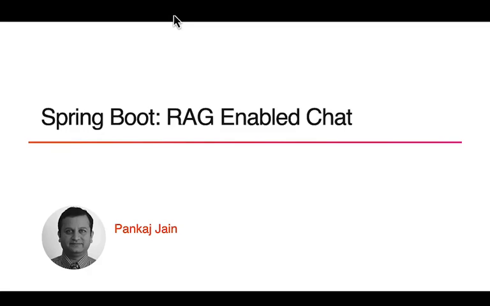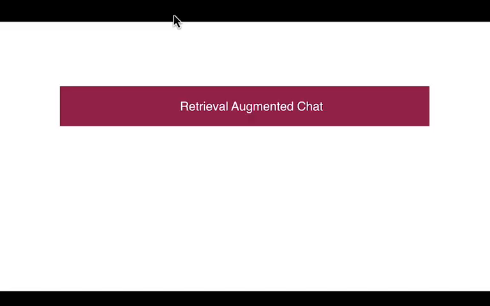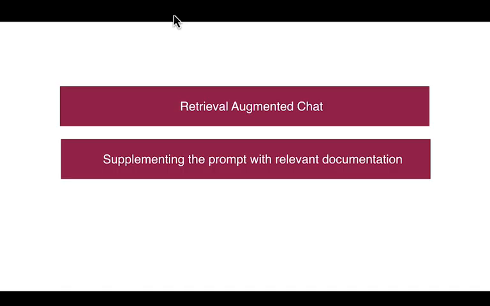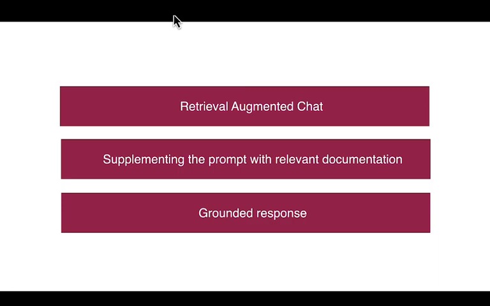Most of us have used AI-enabled chats like ChatGPT. They are generally very good, but the answers they provide are very general. If you want them to answer questions with our specific documents, policies, manuals, etc., we can do that using RAG-enabled chats. RAG, or Retrieval Augmented Generation, is the technique where we supplement the prompt or question we ask to the chat with our specific documentation so that it can use that as a context and provide more grounded responses, or responses more specific to our company policies or documentation.